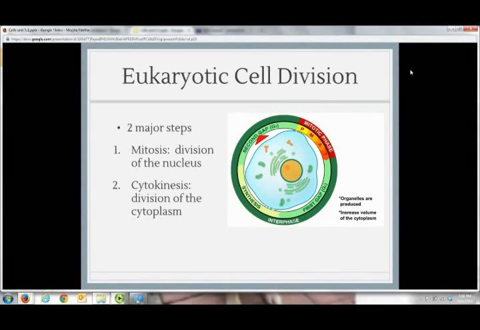Eukaryotic cell division is a little bit more complicated. This involves two major steps: mitosis, which is division of the nucleus, and cytokinesis, which is division of the cytoplasm.